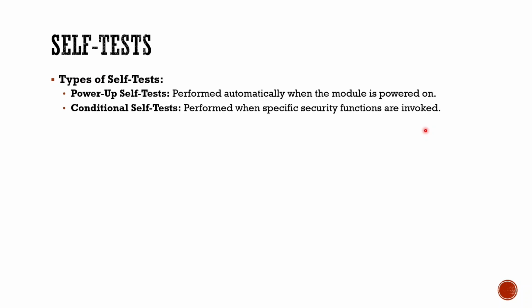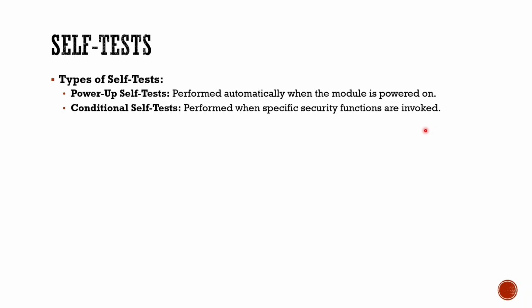Going to the part of self-test, there are basically two types of self-test that can be performed. This section deals with the self-tests that are required for the cryptographic modules as mandated by FIPS. The purpose of self-test is to verify the cryptographic module's proper functioning. There are several types of self-test. They can be power-up self-test and conditional self-test.